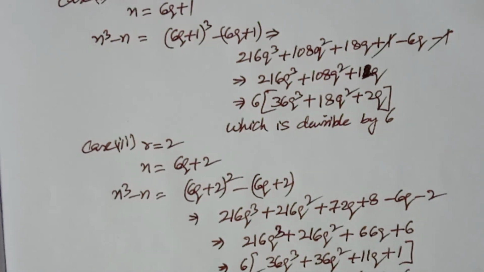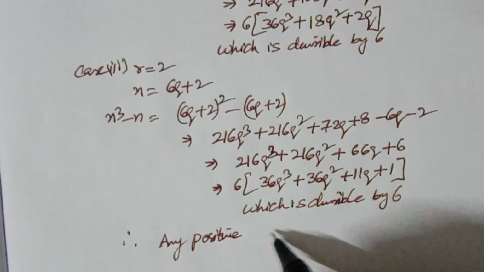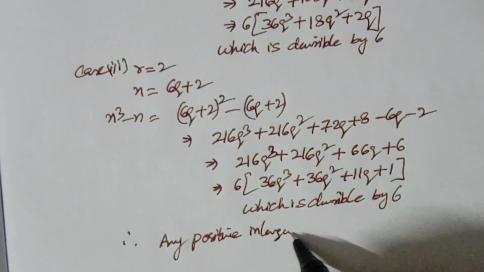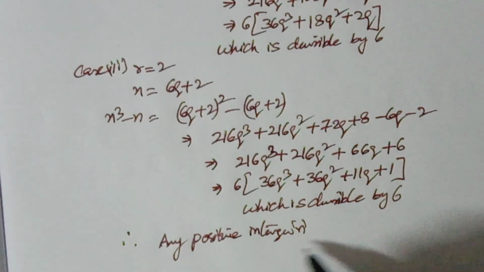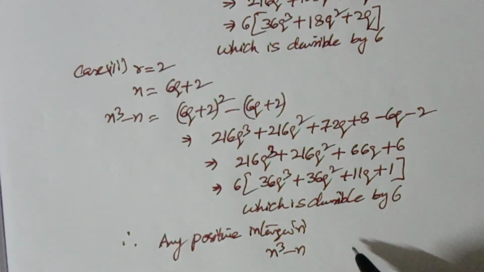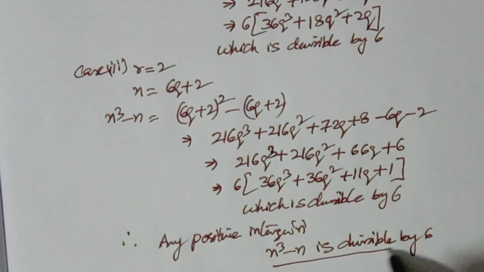which is divisible by 6. Therefore, for any positive integer n, n cube minus n is divisible by 6; the remaining three cases you can work out the same way. I hope you like the video.